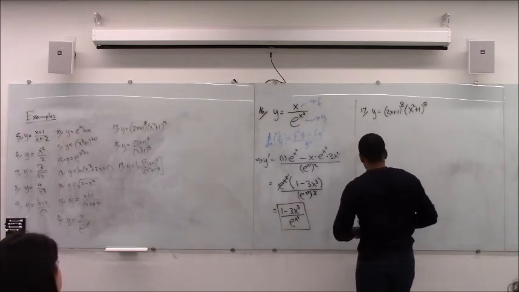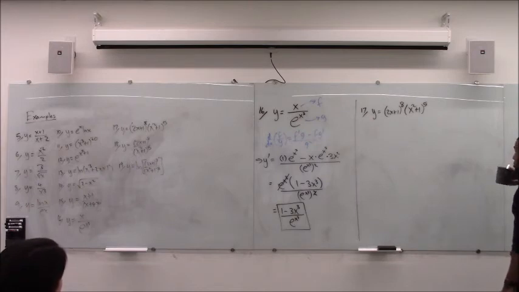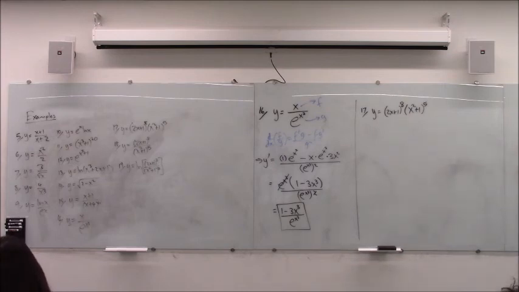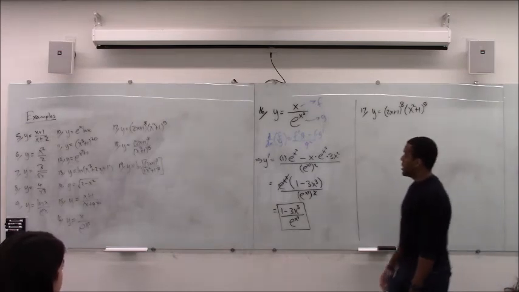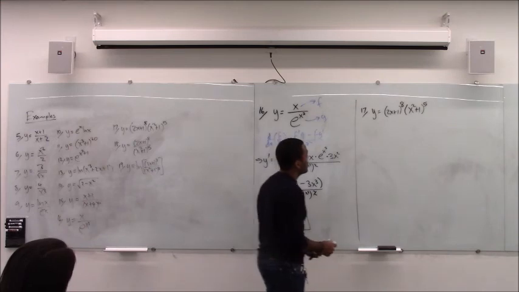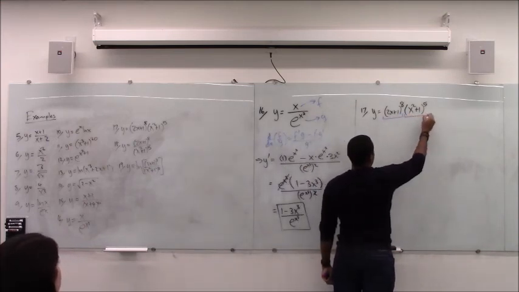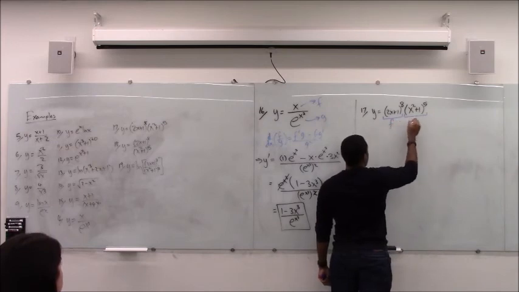Okay, how do we do this one? Oof. Chain rule and product rule. Why do you think product rule? Notice here, we have two functions being multiplied.